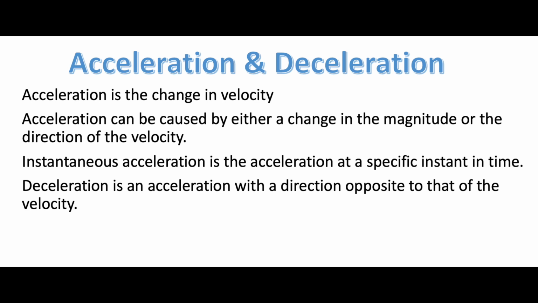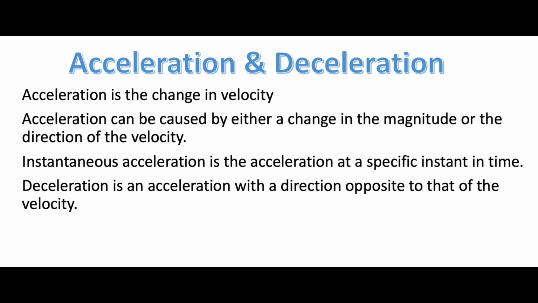Difference between acceleration and deceleration. Acceleration is the change in velocity. Acceleration can be caused by either a change in the magnitude or the direction of the velocity. For example, if an object is undergoing circular motion, the object can travel equal distances in equal intervals of time, but it can change direction. So during circular motion, there is acceleration, but that acceleration is mainly due to the change in direction.